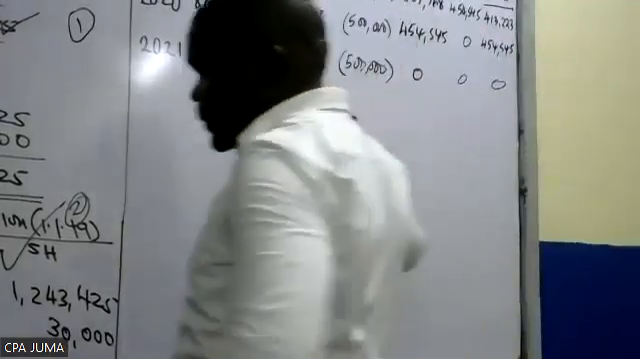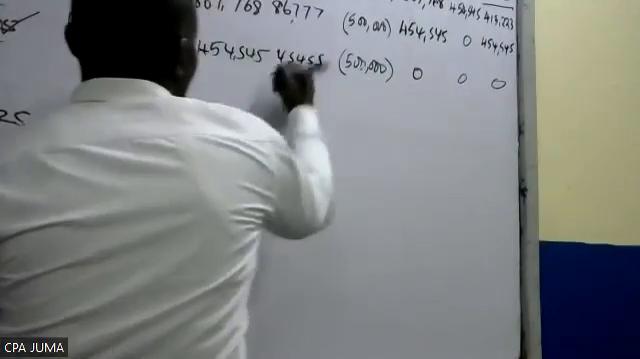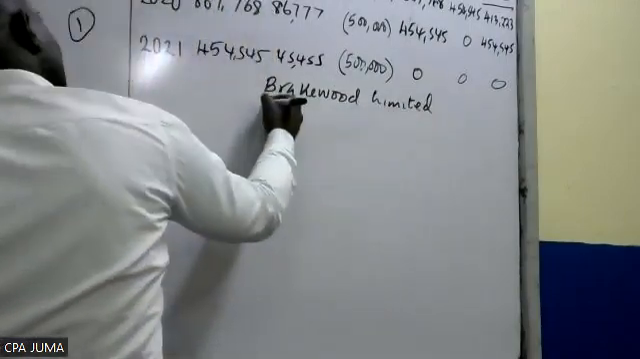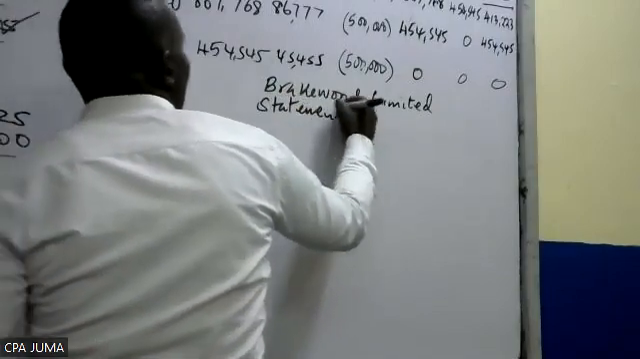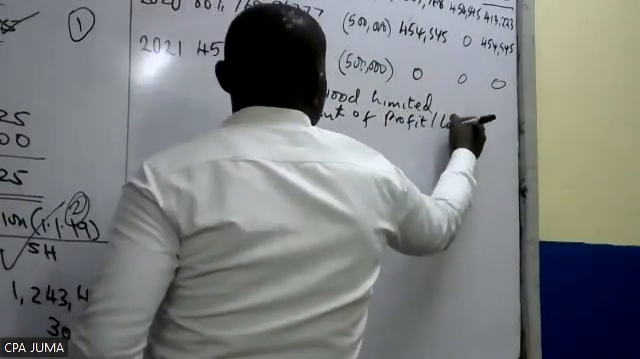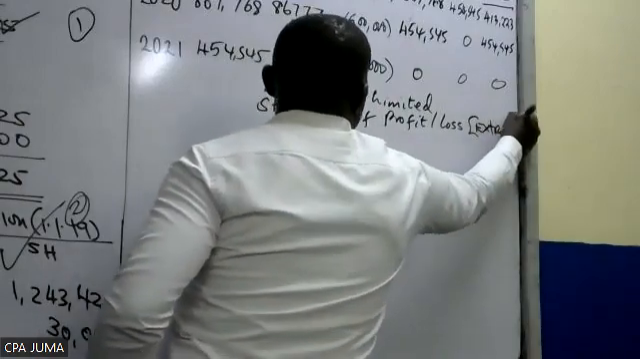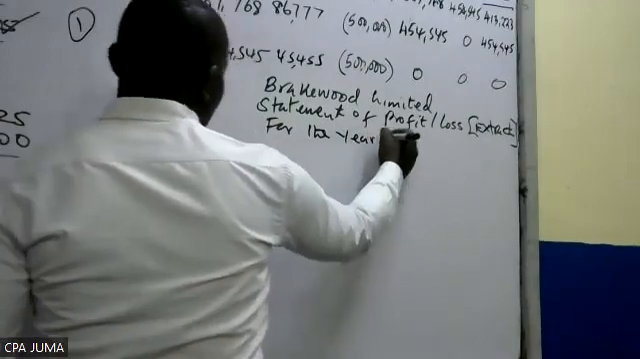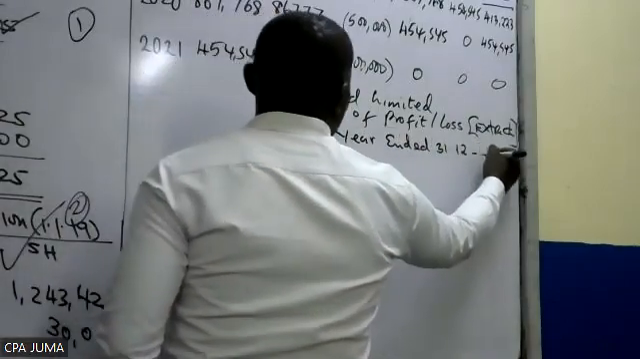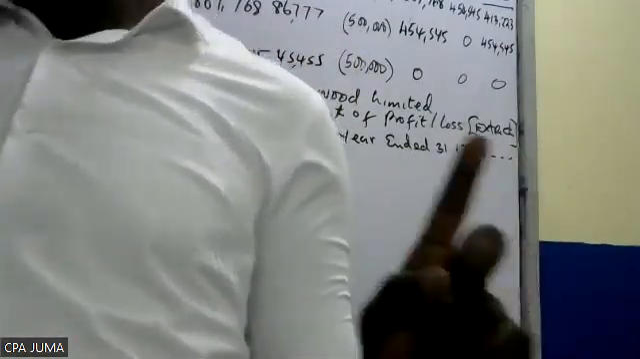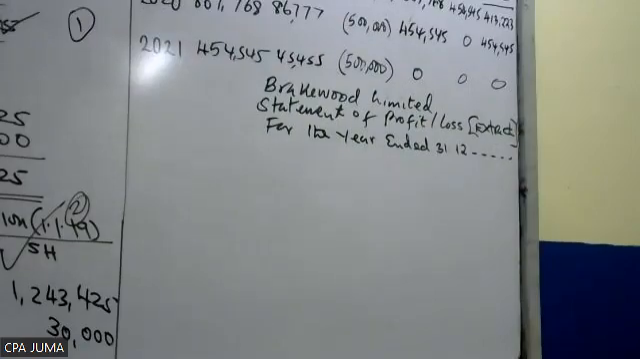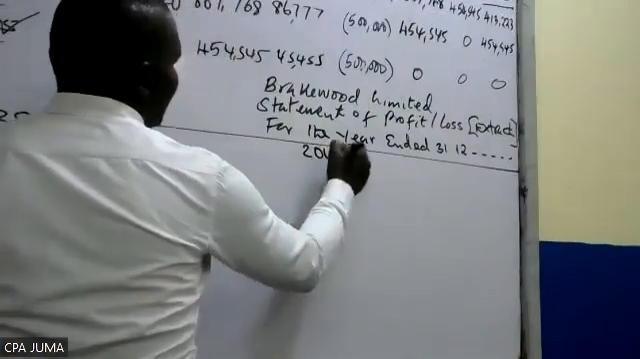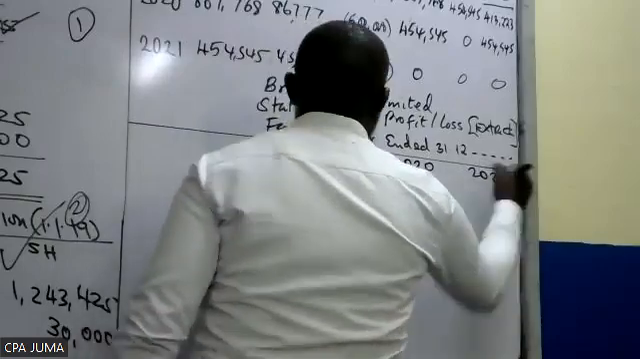All right, it's called Breakwood Limited. Statement of profit or loss. But we are preparing an extract, which means only what we can see. For which year? They have said for the 3 years. Anything you are doing is for the 3 years, so we are capturing all of them: 2019, 2020, and 2021.